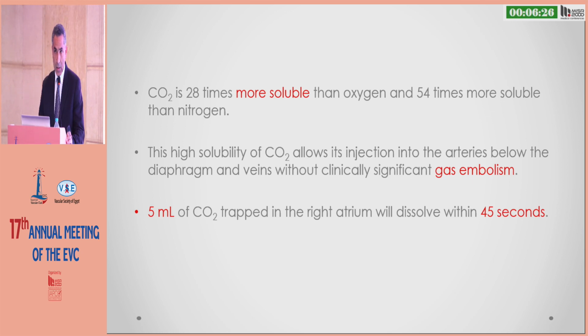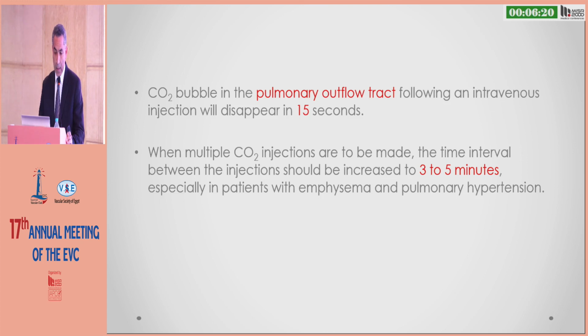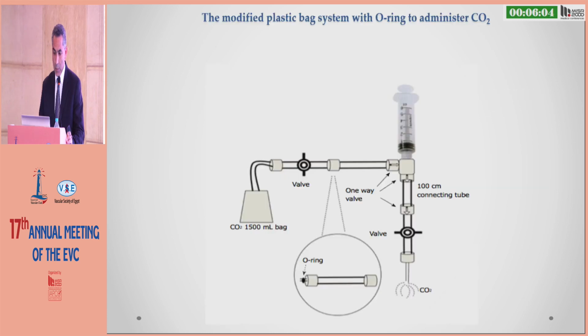And you can imagine that 5 milliliters of CO2 trapped in the right atrium will dissolve in 45 seconds. And a bubble of CO2 in the pulmonary outflow tract will disappear in 15 seconds. That's why for multiple CO2 injections, you need a time interval of 3 to 5 minutes to protect the patient, especially in cases of emphysema and pulmonary hypertension.